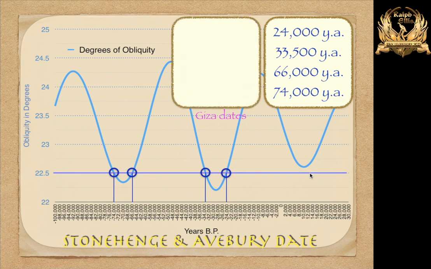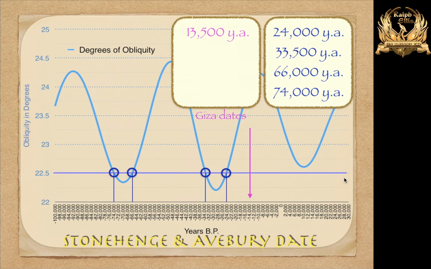And if you remember, the Giza date was 13,500 years ago. And that is indicated here by this pink arrow, pointing at 13,500 years ago. And it doesn't match, which is a shame. It would have been nice to have the same sort of date. But we don't. We have a different date.